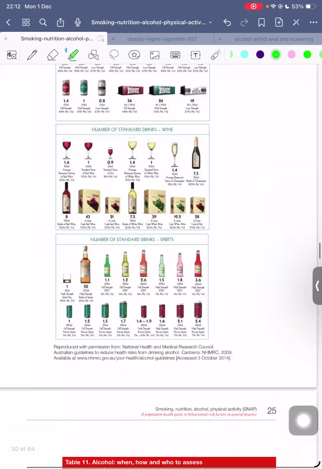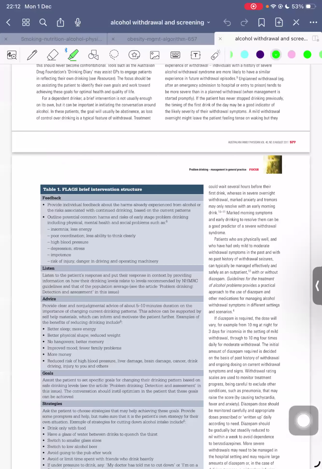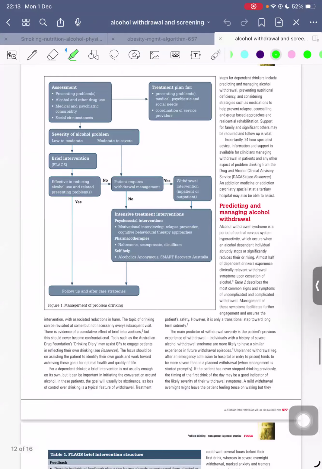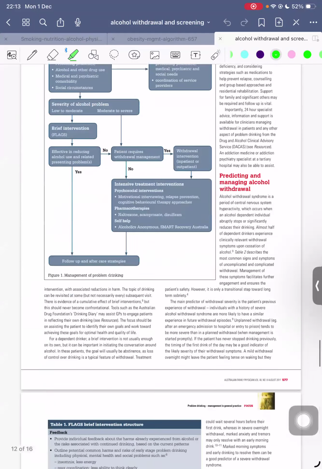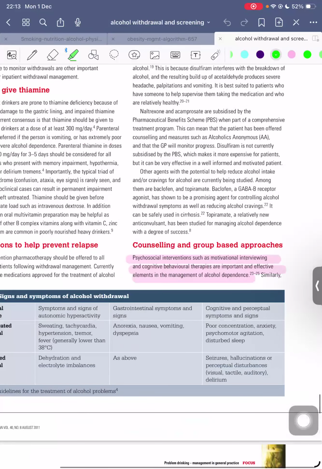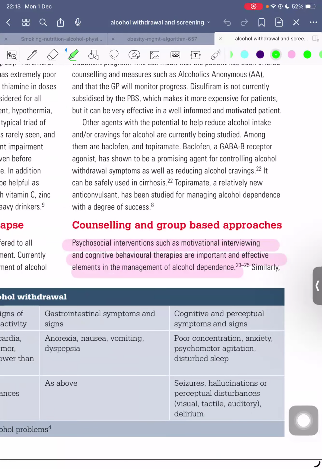Yes, actually, I can't find the treatment here properly. I'll show it in here. Okay, this is the guideline I told you about previously. Okay, let's go step by step. It's in here. So, here, psychosocial interventions such as motivational interviewing and cognitive behavioral therapies are the most important and effective elements in management of alcohol dependence.